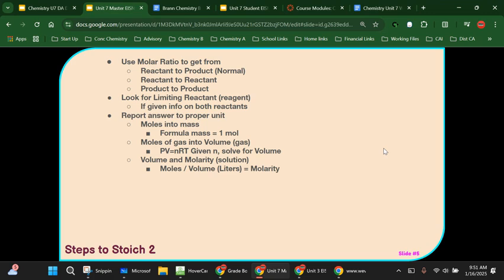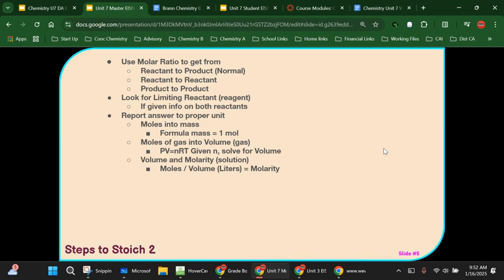And then you're going to look for something called a limiting reactant, something that you run out of. Because in a reaction, the reactants will make a certain amount of products. But you might have extra of one reactant compared to the other. So which one of the reactants do you run out of first? That is what is called a limiting reactant.